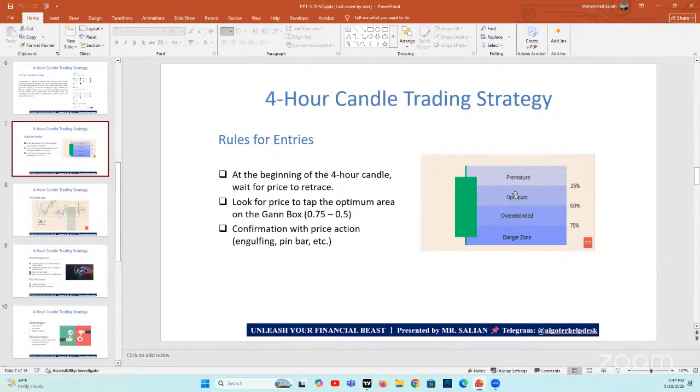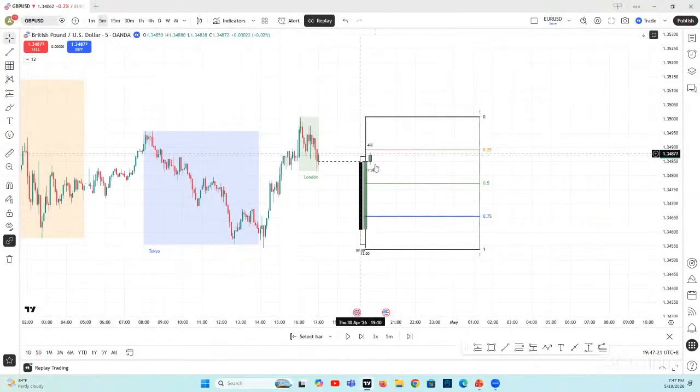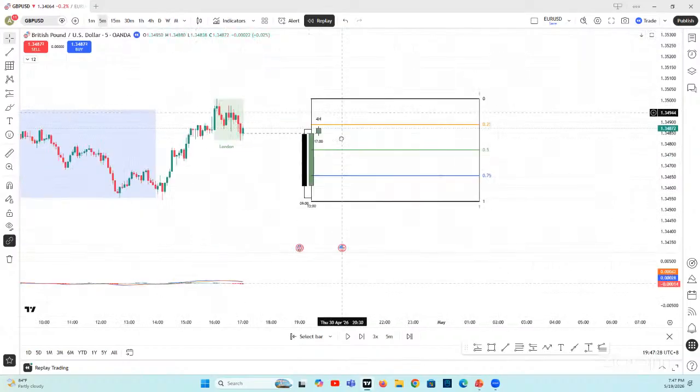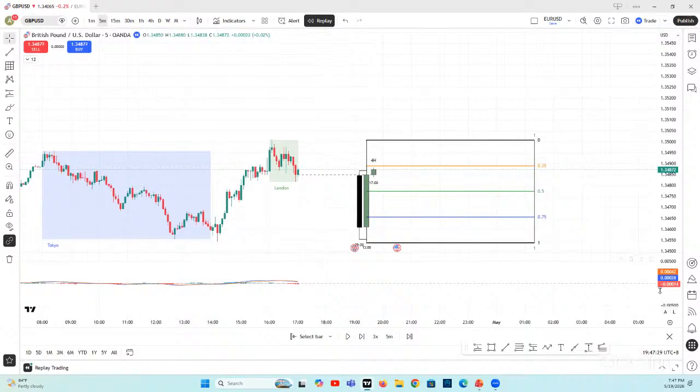That's step number 2. Number 3, confirmation with price action. What is my favorite entry pattern? The engulfing candle, right? If I want to buy, I need to see the bullish engulfing. If I want to sell, I need to see the bearish engulfing. Now, watch what happened, guys. We are now inside the optimum area. What is this? Is that a bullish engulfing? No, right? It's not a bullish engulfing.